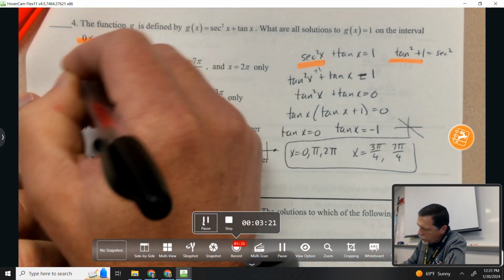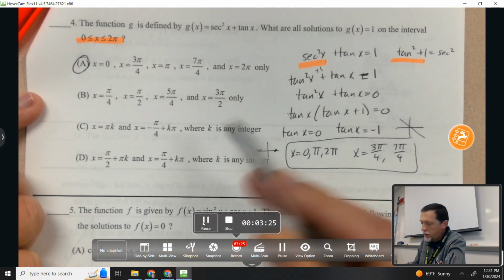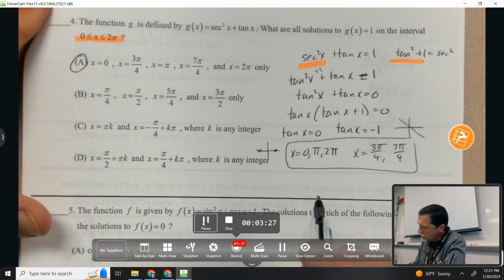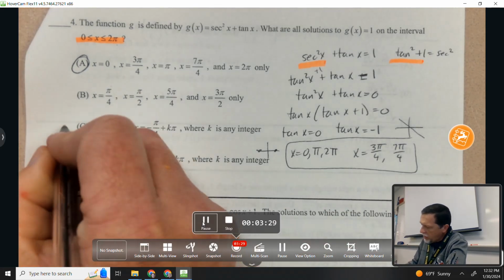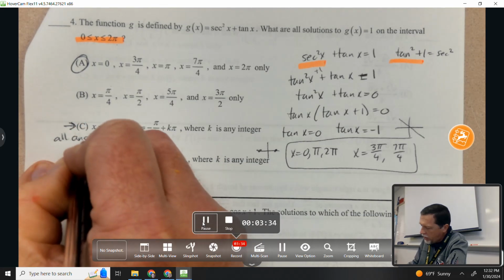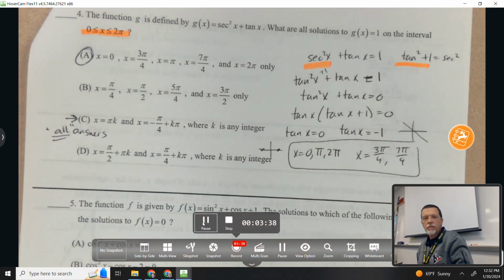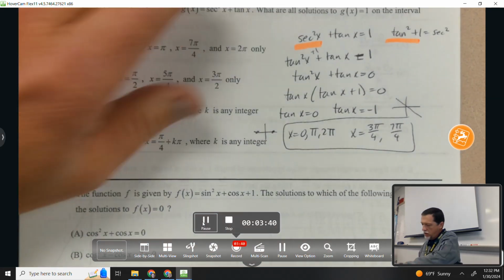And then answer choice A puts them in numerical order rather than grouped order, but it's answer choice A. C is tricky because C is sort of correct, but it's only correct if you had all the answers. So C is a very good distractor there.